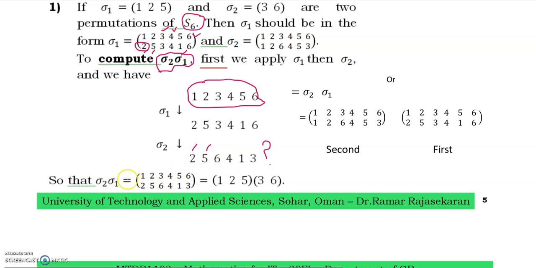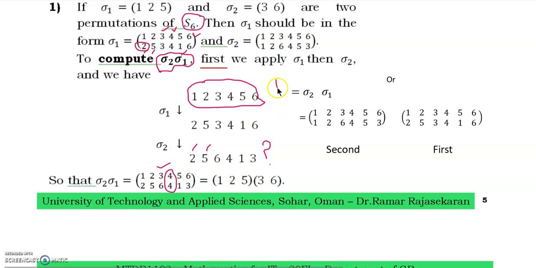Sigma 2 composite sigma 1 means you write all the elements which appear in the set, then you write this. So this is the answer. This is the composition, sigma 2 composite sigma 1. This is called the permutation form. How to change it into the cycle form? Already you know that. You see 1, 2, 5. We have the 1, 2, 5 cycle and then 3, 6. But here 4 is assigned to itself, so no need to mention it here. This is one way.